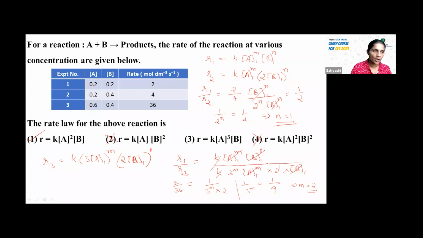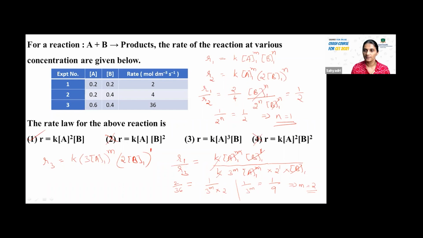Now, I will compare experiment 1 and 3. So here, we are increasing the concentration of A by 3 times. We are doubling the concentration of B by 2 times. When you double the concentration of B, the rate should be doubled. Correct? But now, when you are increasing the concentration by 3 times, rate is increased by 18. Correct? M is it 3? How is it 3? 3 square you will get, right?